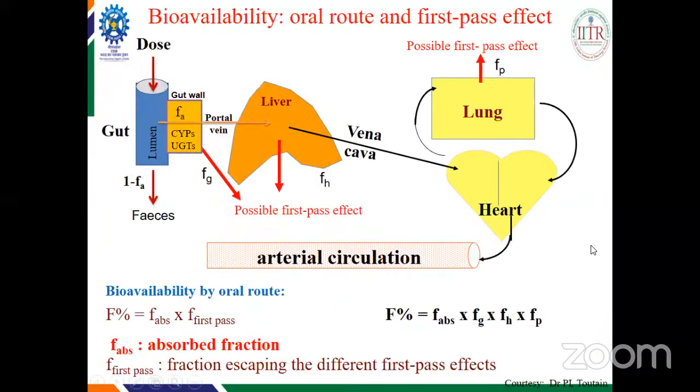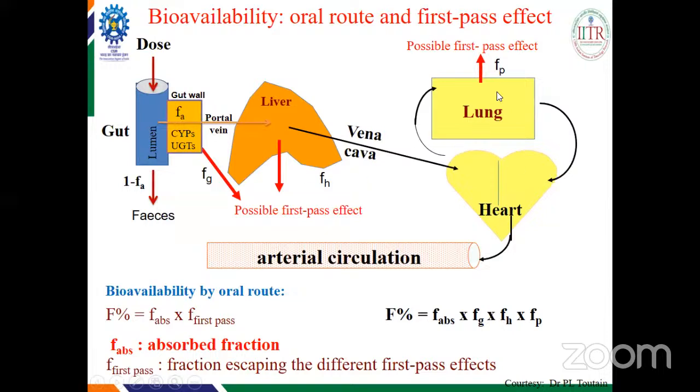This is a very simple example of how that phenomenon happens inside our body. Any compound which is administered goes to the gut, then through the gut wall, which is the fraction absorbed. Then it goes through the liver, through the vena cava to the heart, and from the heart to the lung. Sometimes certain molecules can also get metabolized by the lung, though this is very minimal, but it is quite possible that the lung contributes to metabolism. If so, another fraction becomes important: Fp, the fraction escaping the first pass metabolism by the lung.